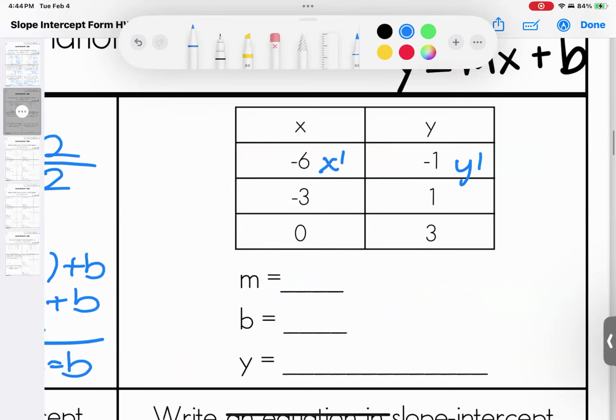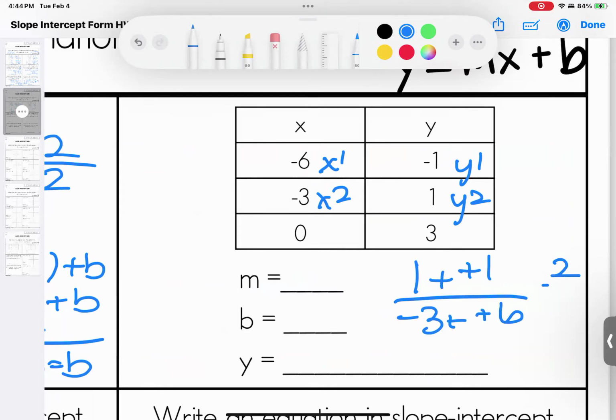x1, y1, x2, y2. So 1 minus -1, don't forget the negatives. -3 minus -6, keep change. We have 2 over 3. So our m is 2/3.